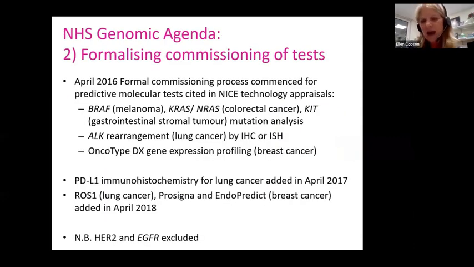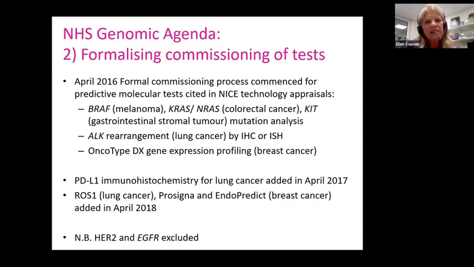The next thing that happened on the route to genomic equality was the NHS set out a big project to look at exactly what tests were being used where, and it made a commissioning commitment that every genomic test that was cited in a NICE technology appraisal would be centrally funded from that time onwards. Interestingly, HER2 and EGFR have always been excluded from this arrangement because they were deemed to be routine practice by the time this was put in place.